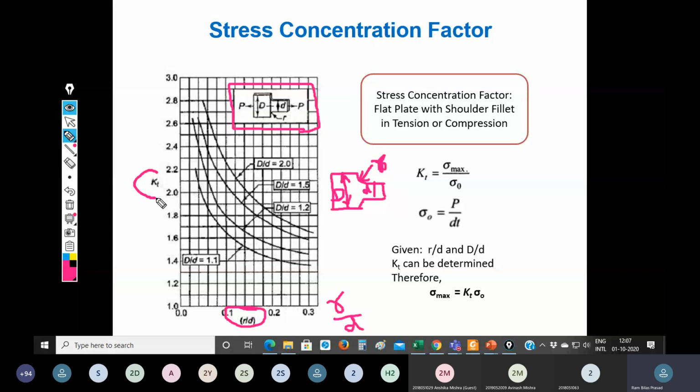It also varies between 1 to 3. You should be aware of these maximum and minimum values. This varies between 1 to 3, and the loading is tensile. Here the loading is tensile, right? So if this kind of geometry is there, then you have to use this graph, right? It also depends on capital D by small d.